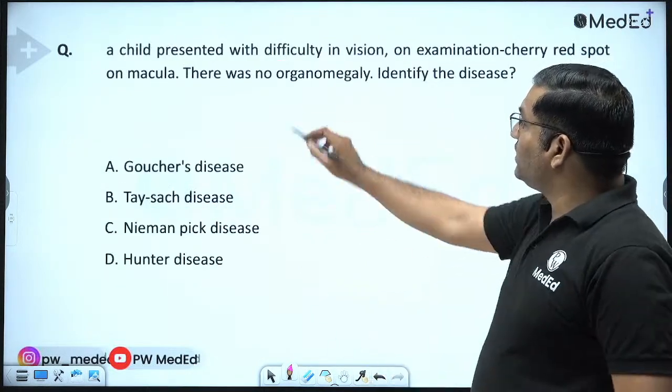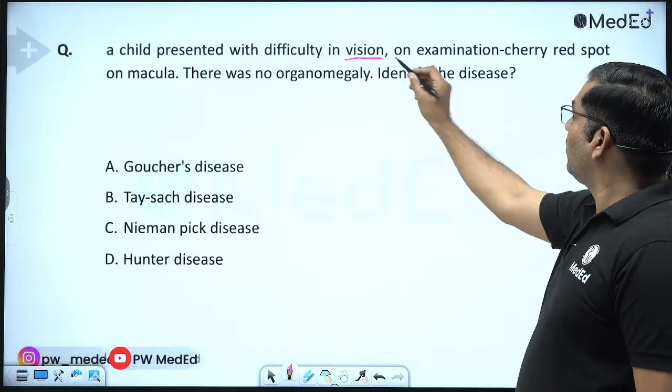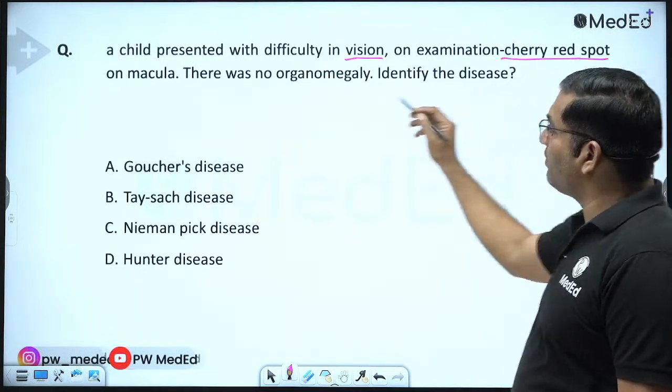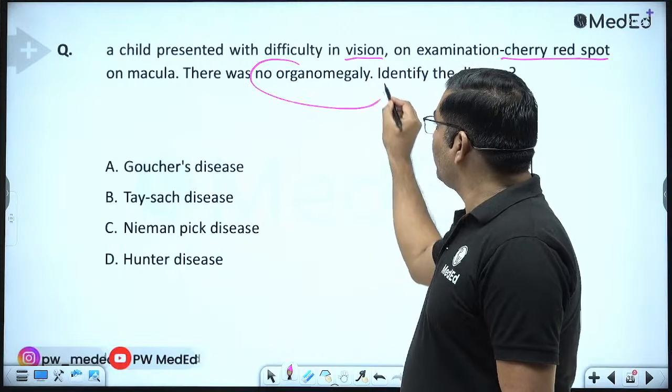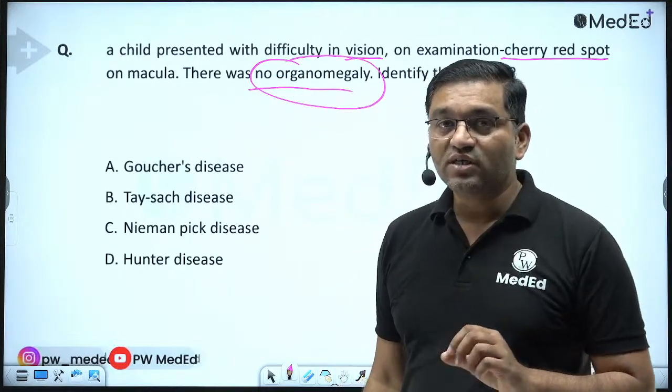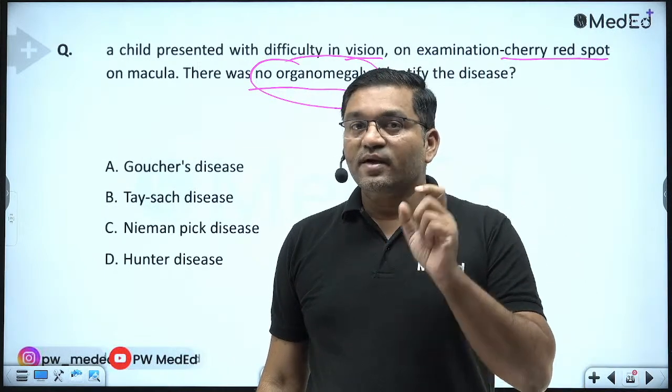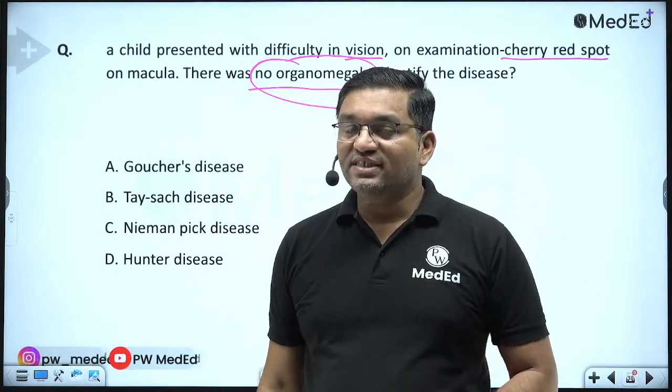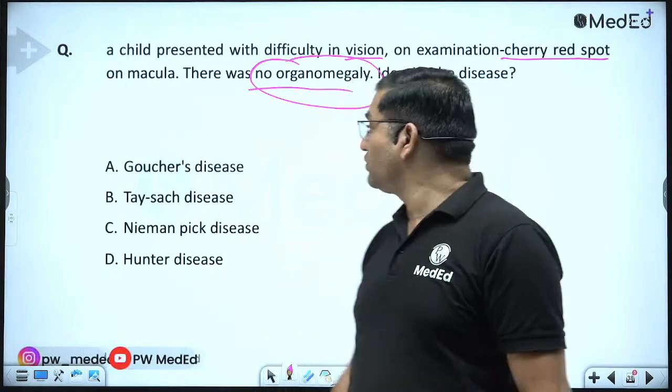A child presented with difficulty in vision. On examination, there was a cherry red spot on the macula, and there was no organomegaly. Remember this point, no organomegaly in this lysosomal storage disorder. This might be Tay-Sachs disease, that is GM2 gangliosidosis.